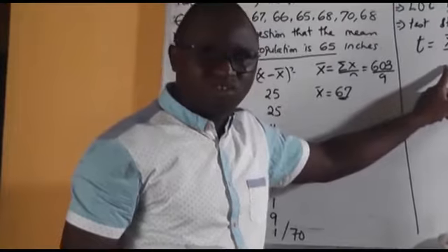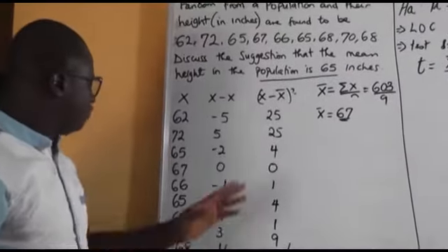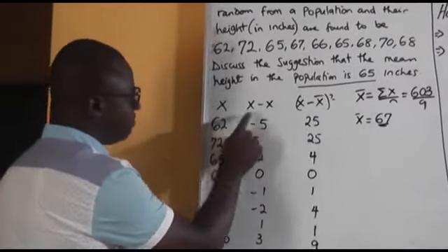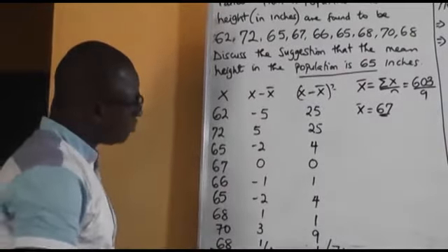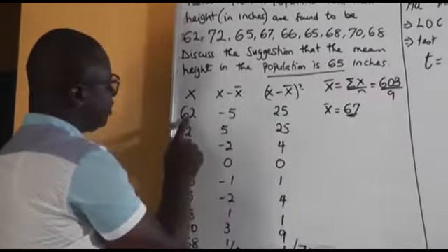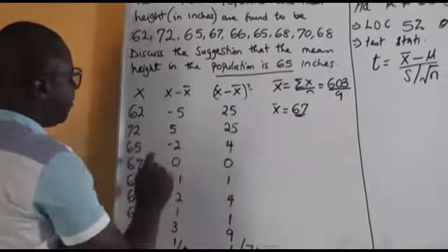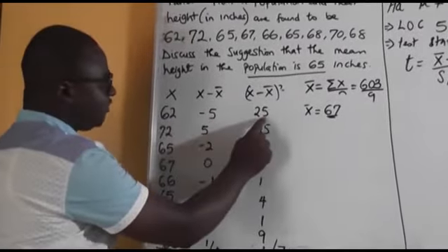Find the standard deviation. Are we together? So for us to find standard deviation, we have to do 62, which is our x, minus the mean. So 62 minus 67 will give us minus 5. And if you square minus 5, it will give you 25.